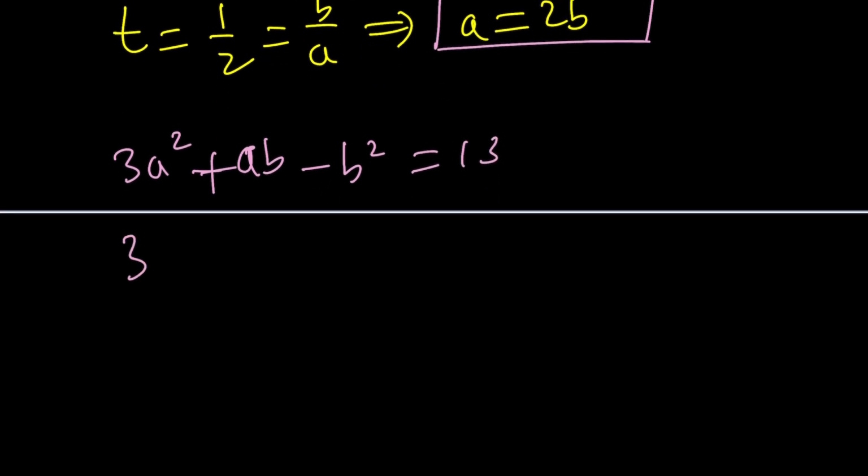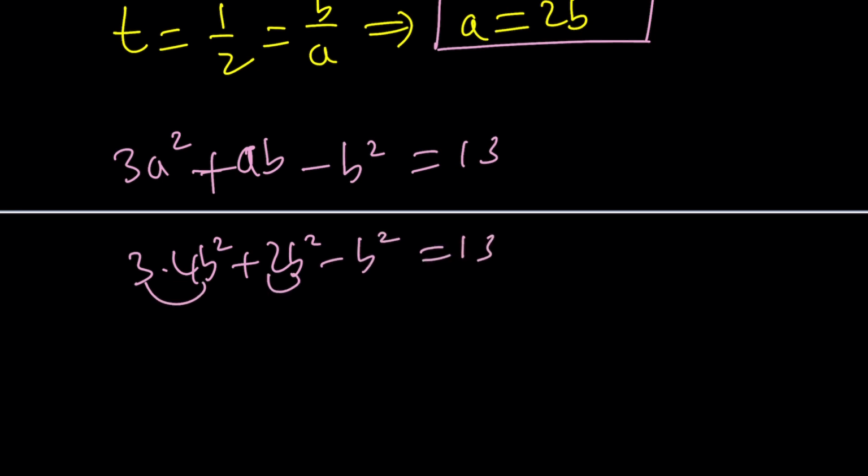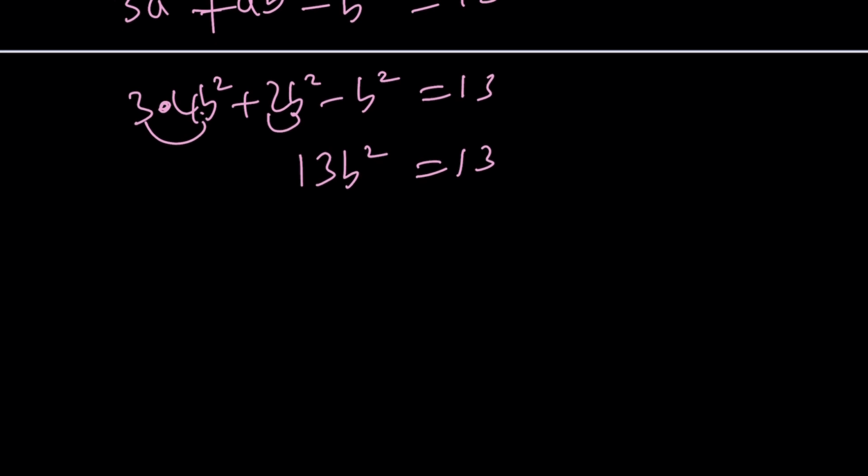A equals 2b is going to give us what? 3 times 4b squared plus 2b squared minus b squared equals 13. This is 12, 15, and 14. I wasn't expecting to get something weird like that. Wait a minute. No, I made a mistake. 12 plus 2 is 14, minus 1 is 13. Okay, here we go. I make a lot of careless mistakes. I'm probably rushing, so I should slow down.